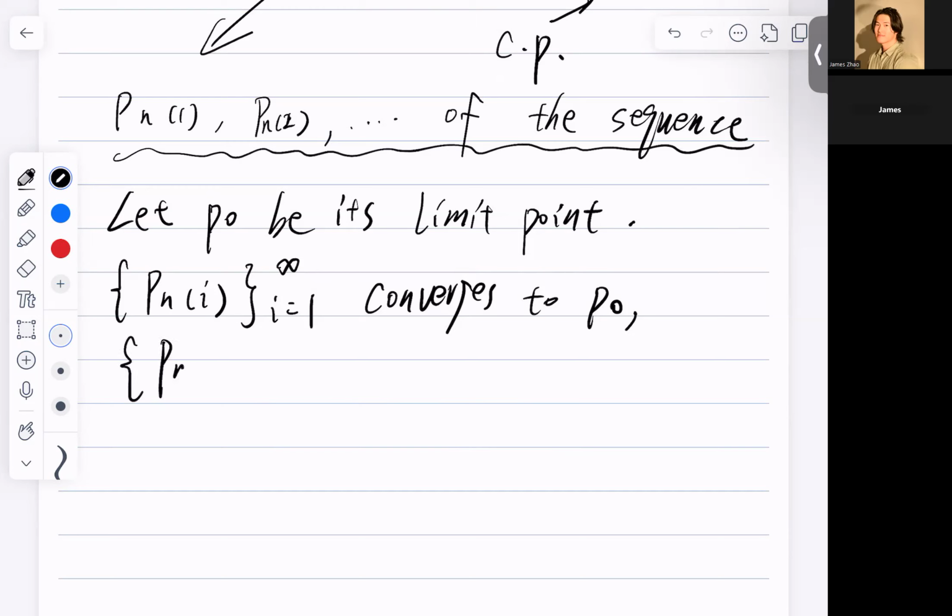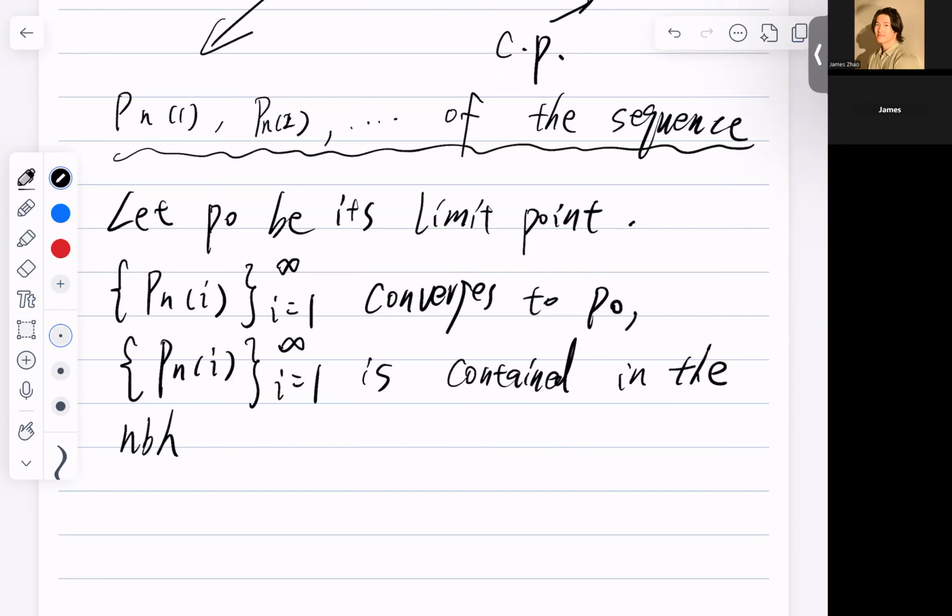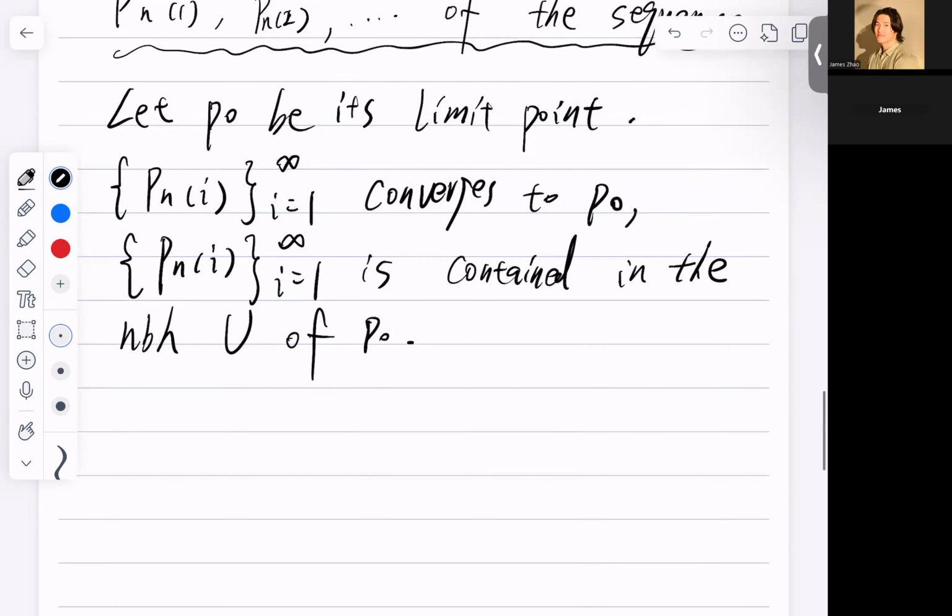Anyways, our subsequence Pn_i is contained in a neighborhood U of P naught. That's understandable, right? There's definitely a neighborhood that contains this subsequence that also contains the limit point.